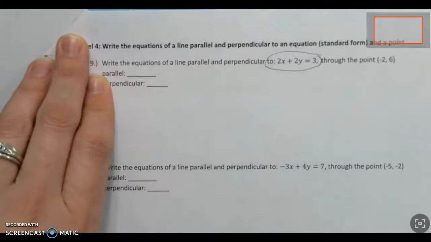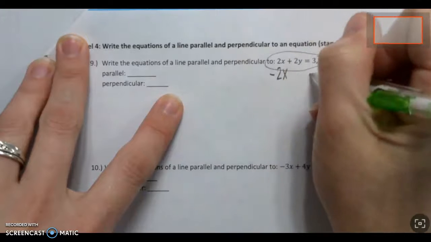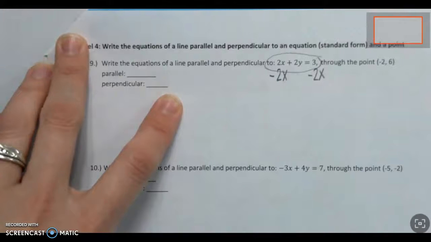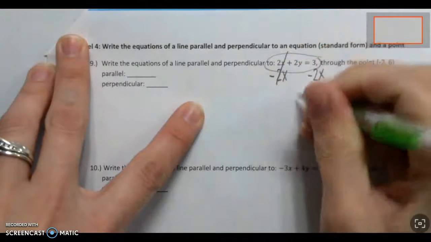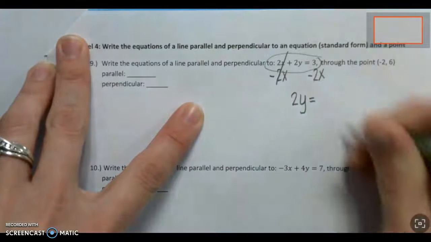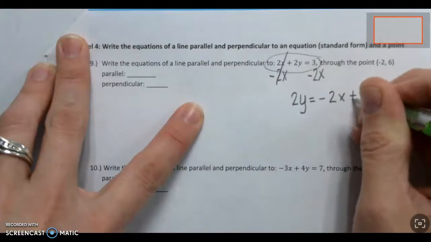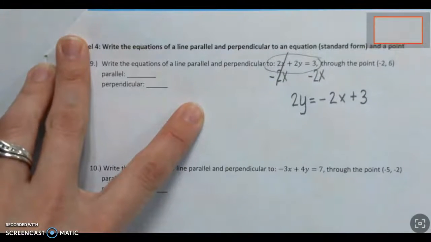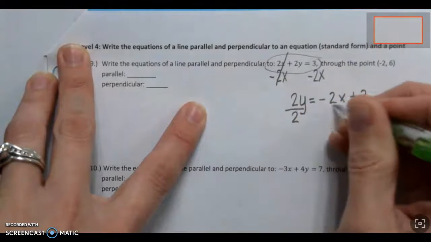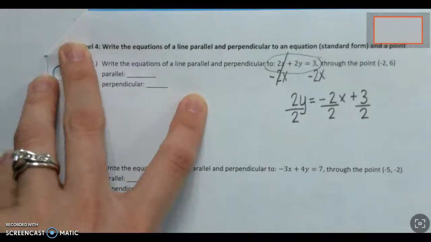So let's solve this for y. We're going to go minus 2x on both sides. Okay, so let's write this out. Take your time because the signs are going to matter. So 2y equals -2x, and my 3 is positive. And now I'm just going to divide everything by 2. Divide by 2. Divide by 2. And now I can see my slope.